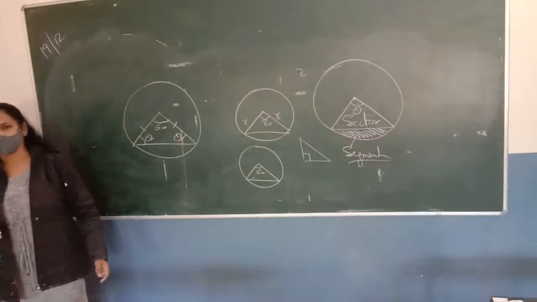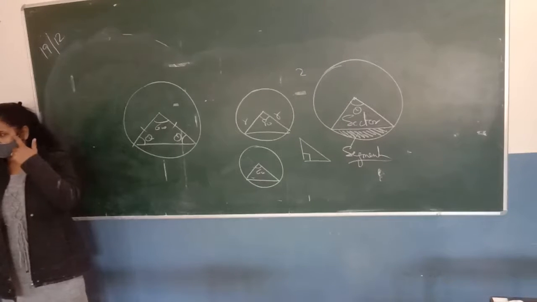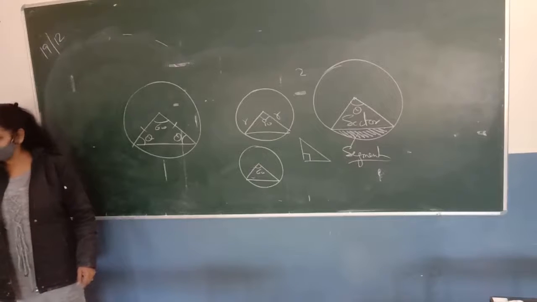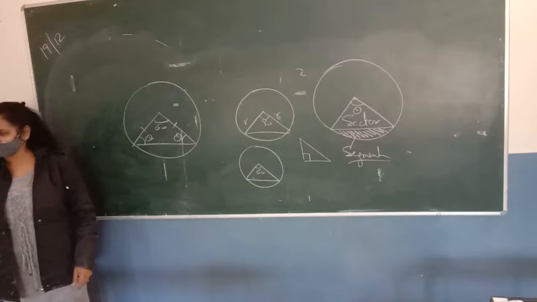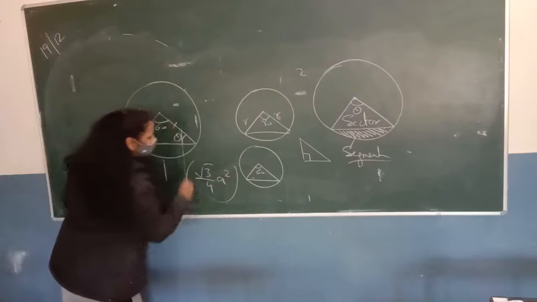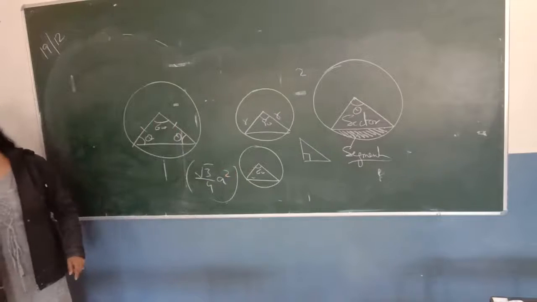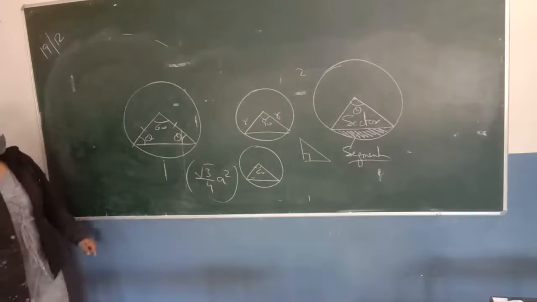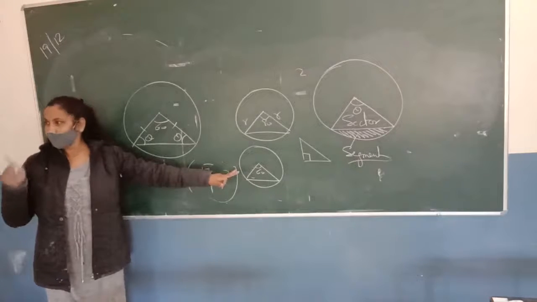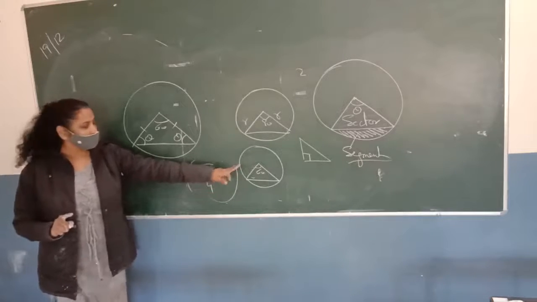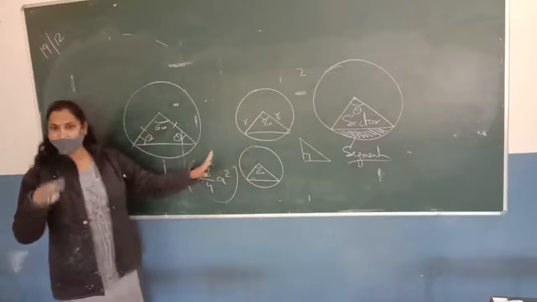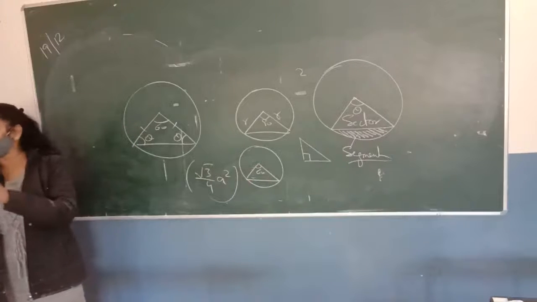Triangle? Root 3 upon 4 a square. Root 3 upon 4 into side square. This is the area of an equilateral triangle. So by using this formula, we can find the area of the triangle in which the angle at the center is 60. So if the angle at the center is 60, it means this is an equilateral triangle, and the area of the equilateral triangle is root 3 upon 4 into side square.